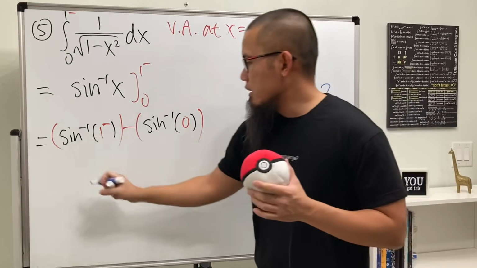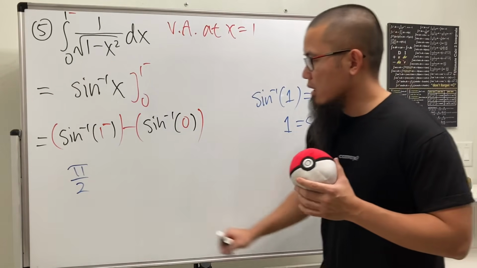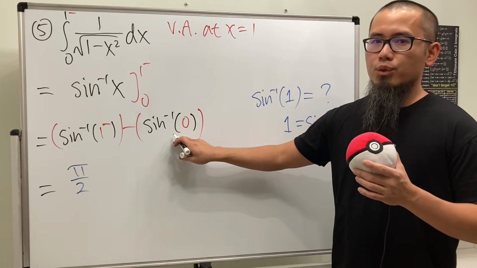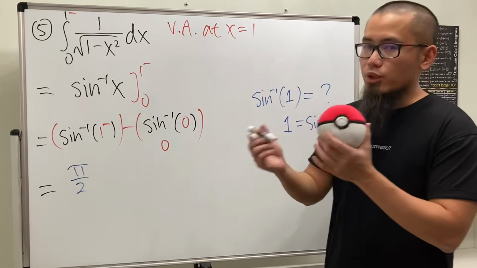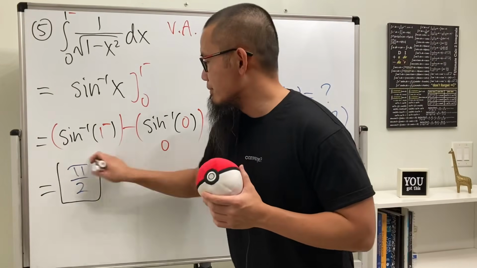So this right here is really nice. We get pi over 2. And then inverse sine of 0 is just equal to 0, because the original sine of 0 is 0, so it's 0. So the answer is just pi over 2.